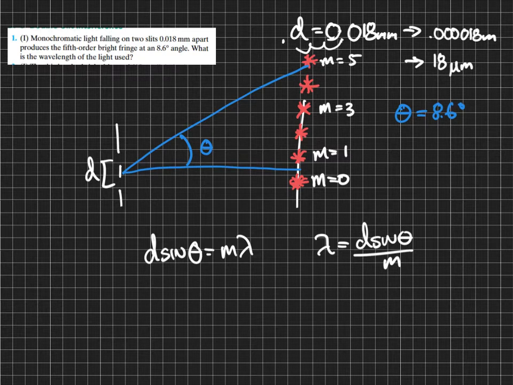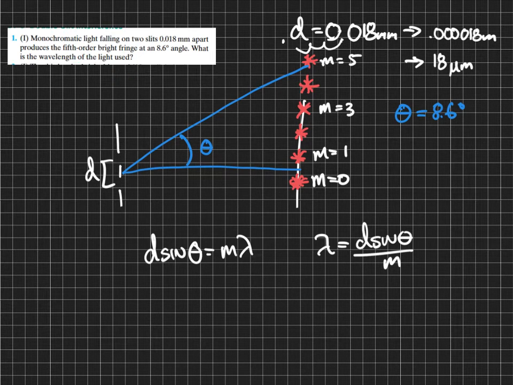So, working through a few questions here. The first one asks: monochromatic light falls on two slits that are 18 micrometers apart. They produce a fifth order fringe at an angle of 8.6 degrees. What would the wavelength of the light used be?